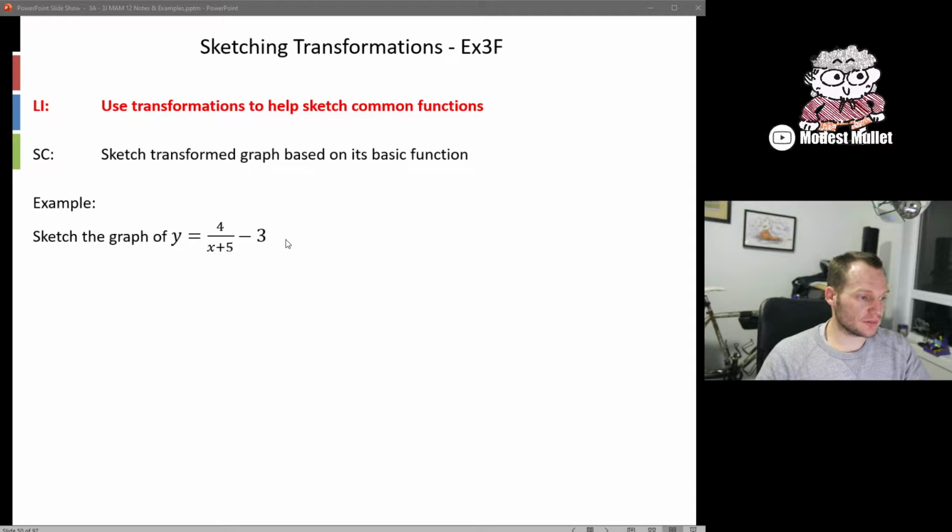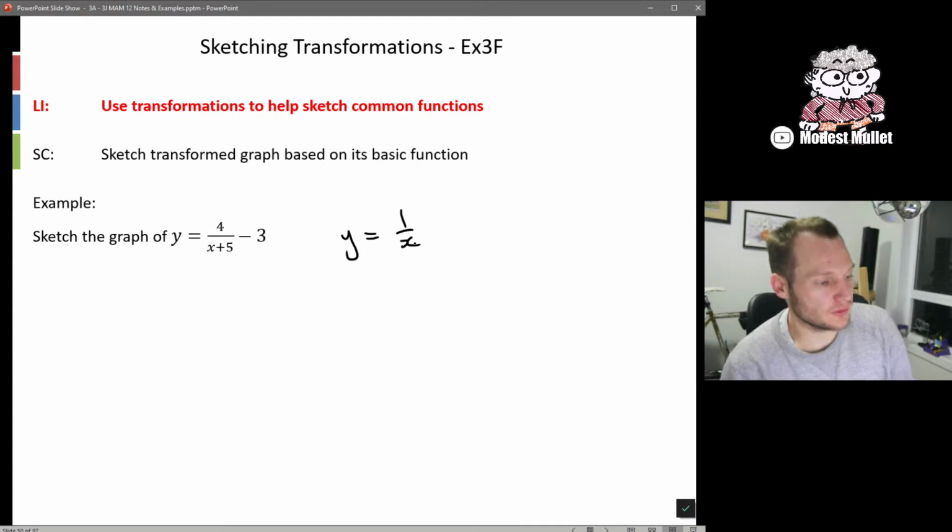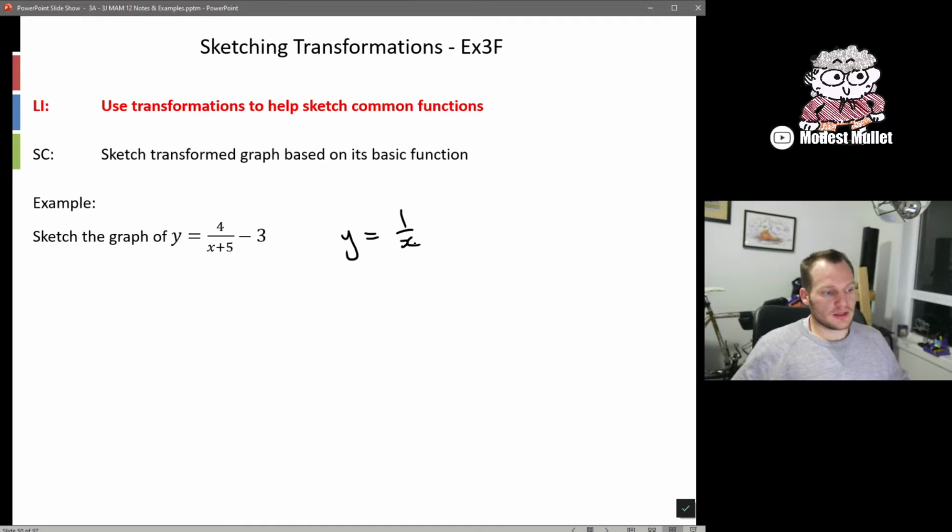Looks slightly complex, but we can recognize that this is just a modified or transformed form of y equals 1 on x. If we know what that looks like, and that's a hyperbola, we can then just think of it as a transformed hyperbola. Is it translations, reflections, or dilations?